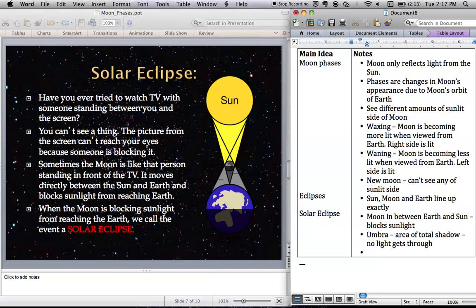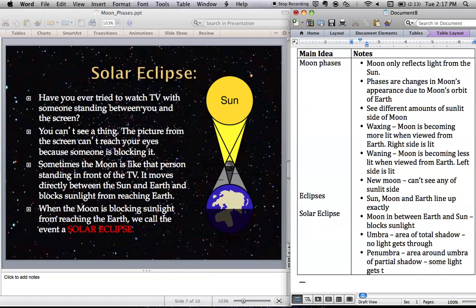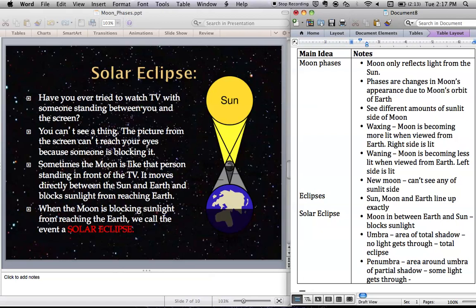The area around it is called the penumbra. It's the area around the umbra of partial shadow. Some light gets through. All right? This umbra would cause a total eclipse, and this penumbra would cause a partial eclipse. And it's easy to remember which one does what. Penumbra, partial eclipse. They both start with P.